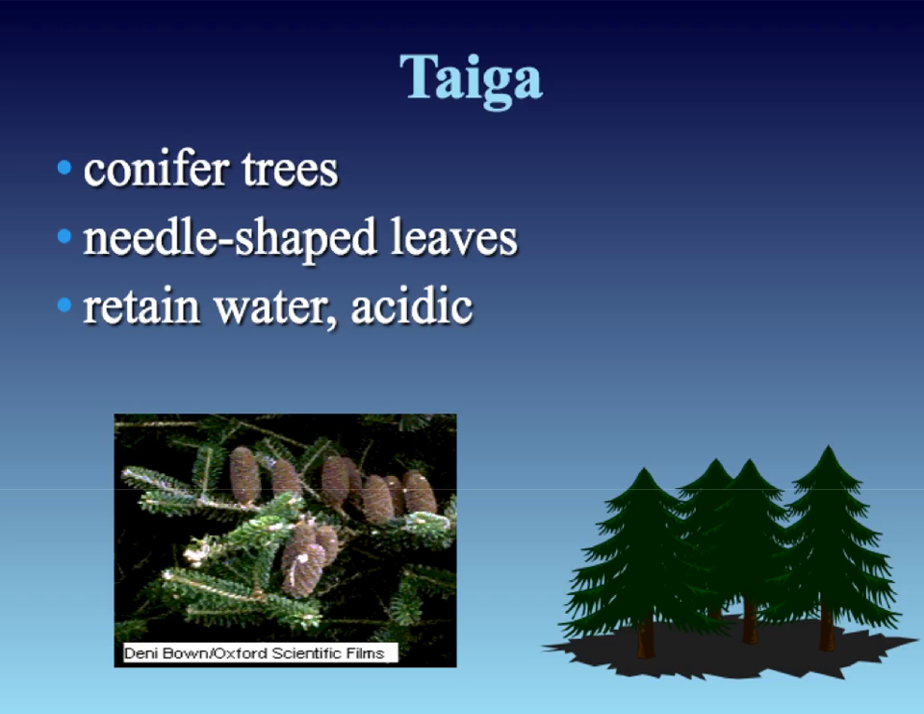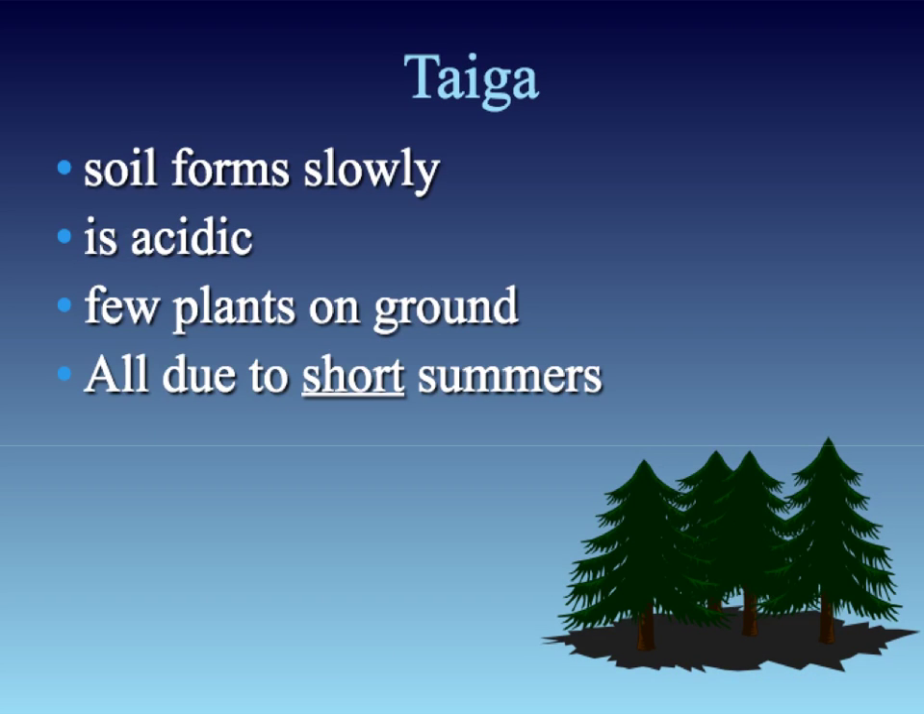They're known to have conifer trees. These are trees that produce cones. They don't have leaves in the way that you typically think of leaves. They have needles. And these trees are designed to retain water, and they are acidic. In the taiga region, the soil forms very slowly. It's acidic. And the reason why it forms slowly is because there are few plants on the ground, and it's all because the summer growing season is very short.